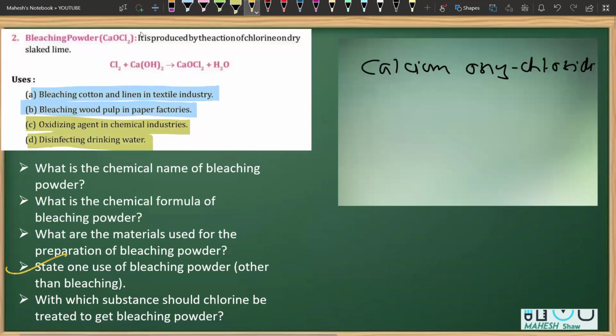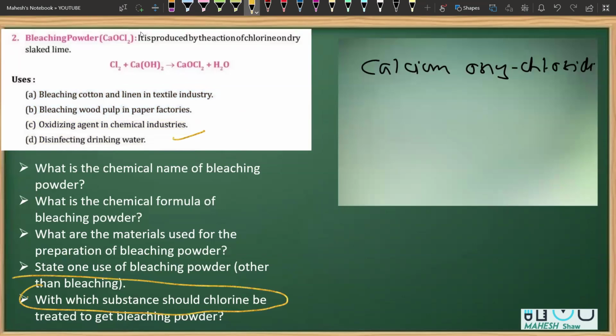You should know that it actually liberates chlorine, and chlorine, as you know, is used for the purpose of disinfection. And that's why we say that it is used for disinfecting drinking water. The last one is, with which substance should chlorine be treated to get bleaching powder? Now we have already discussed that chlorine should be treated with calcium hydroxide, but you must name it dry slaked lime, not only calcium hydroxide. You should say it's dry slaked lime to produce calcium oxychloride, that is bleaching powder.